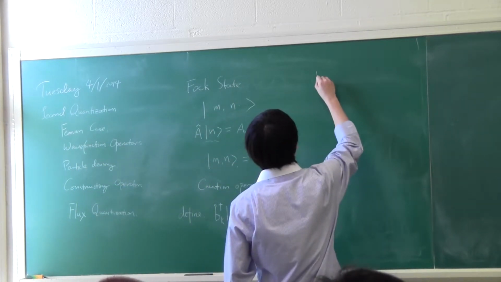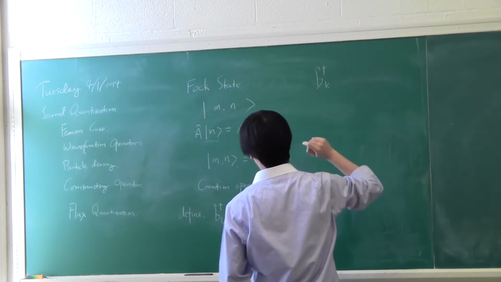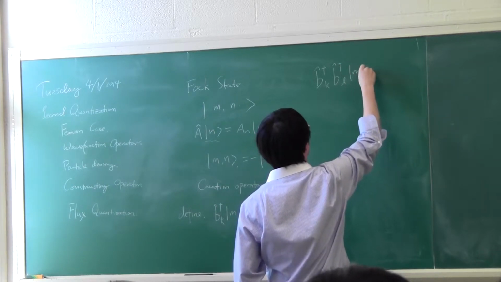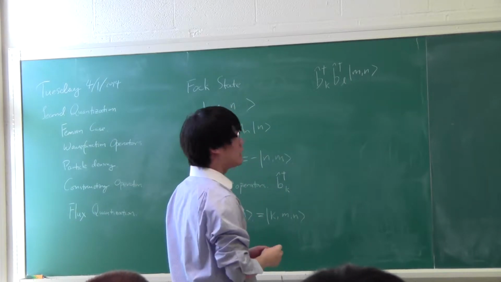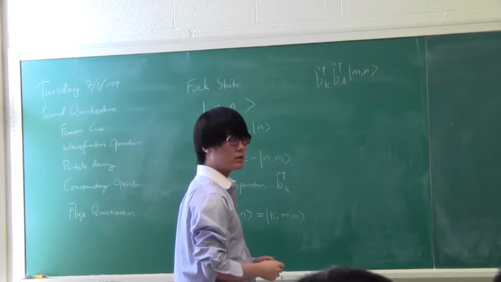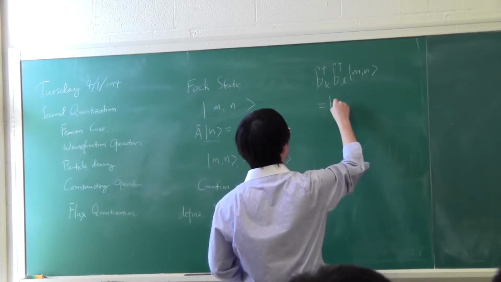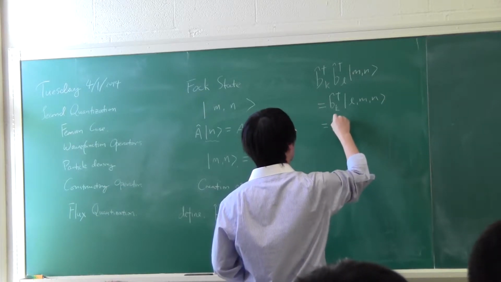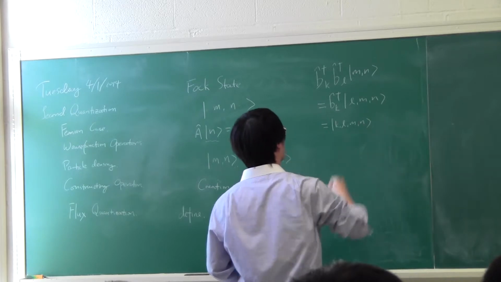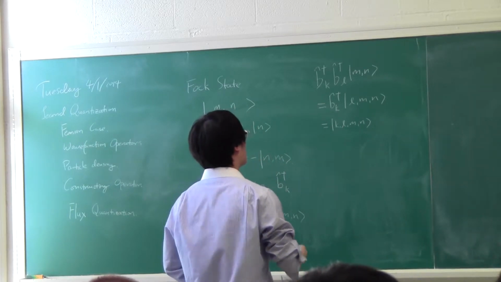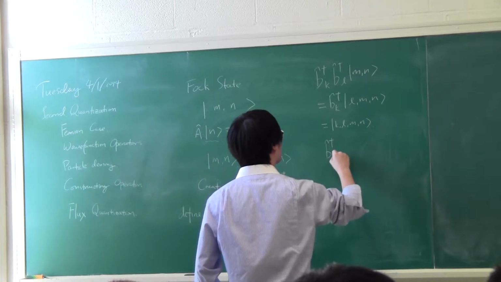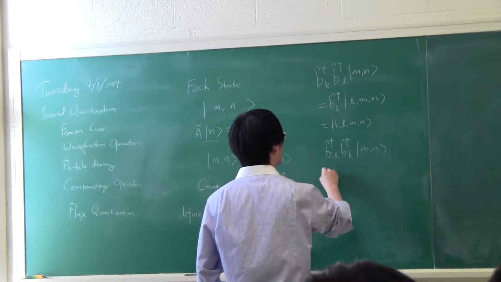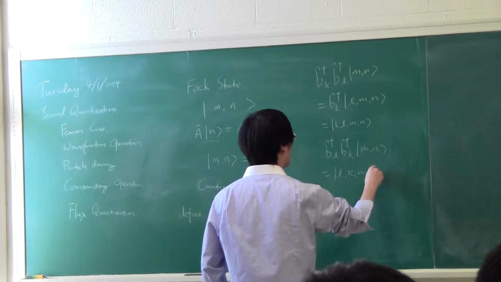So we can consider creating the particle in the L state and the K state in sequence. This is going to give you, which is equal to K, L, M, N, correct? Okay. And now if I reverse the order, obviously I'm going to get L, K, M.